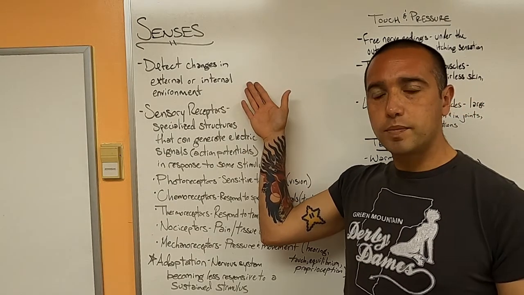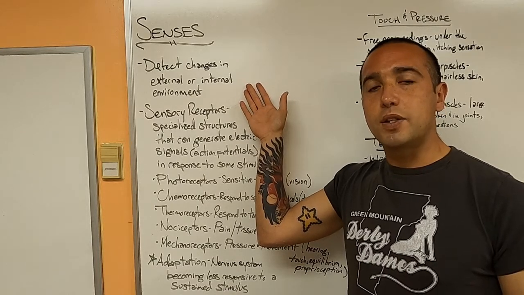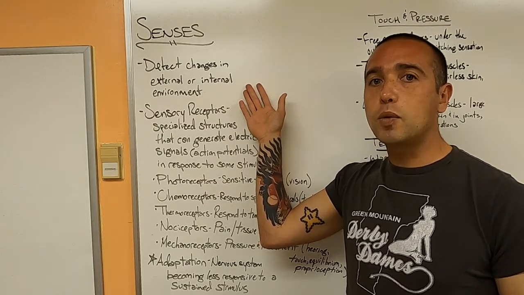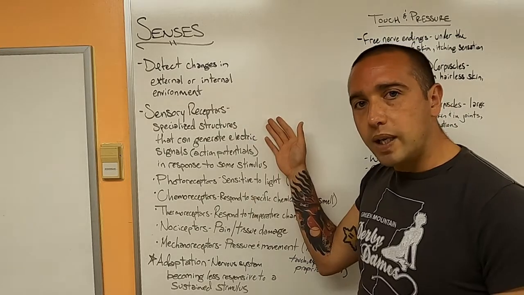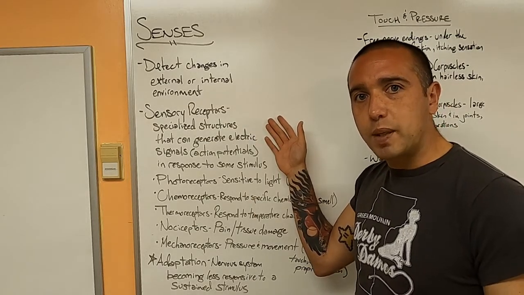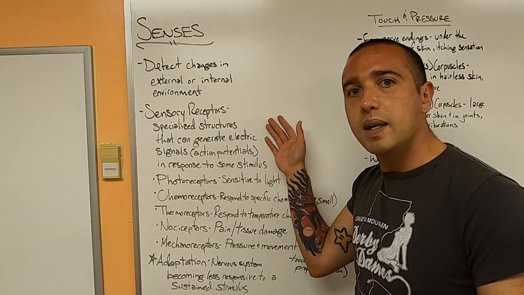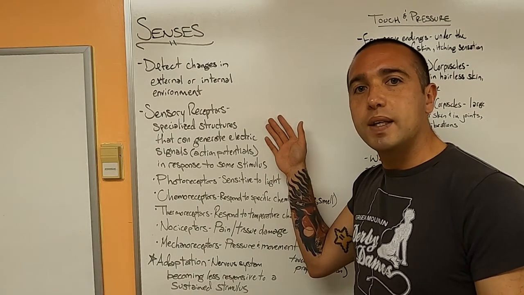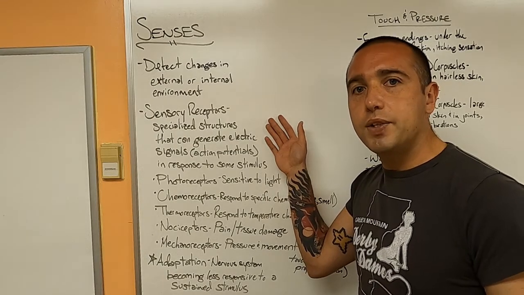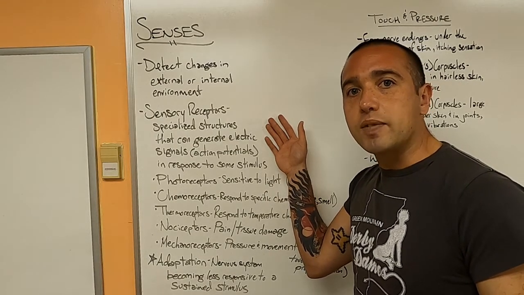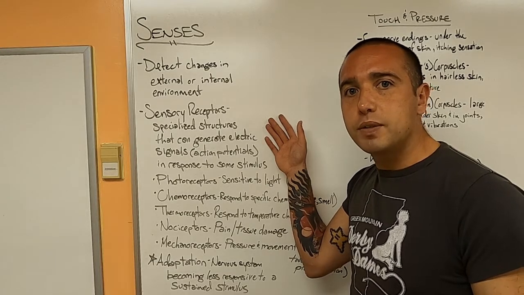So in general, senses are ways to detect a change in the external or internal environment, internal being what's going on inside your body. You need receptors for that. Receptors are specialized cells or structures within the body that can turn those different stimuli from the environment, external or internal, into a signal that the nervous system can interpret and understand, an electric signal, an action potential.